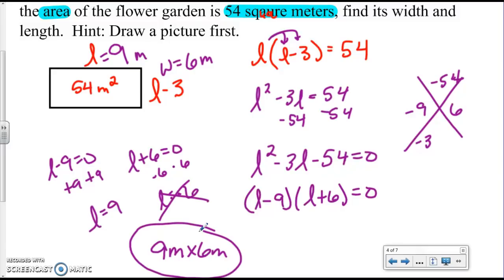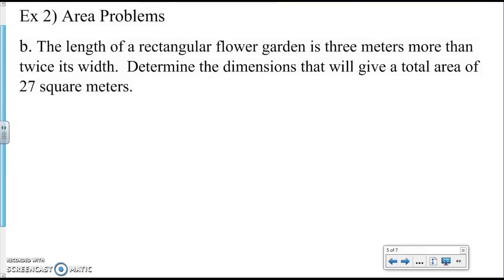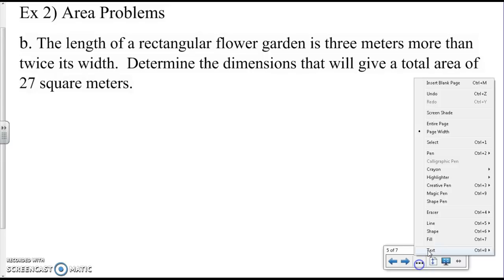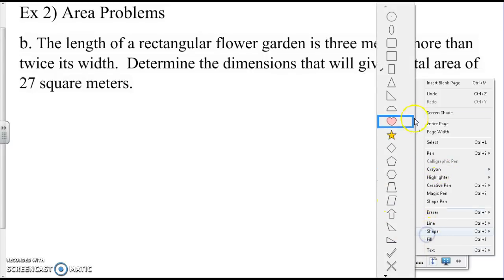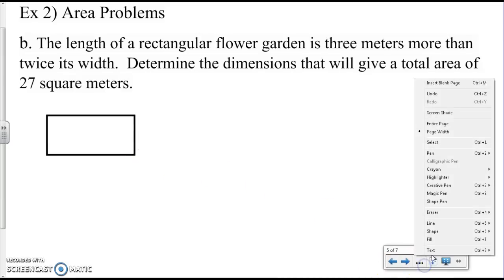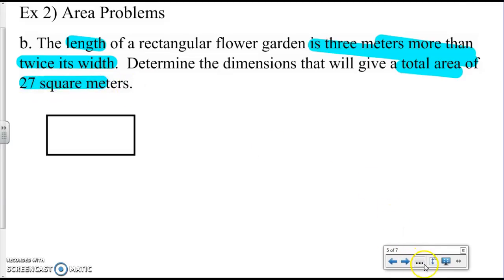Hardest part here is setting this up, so let's do one more. Okay, again, the length of a rectangular flower garden is 3 meters more than twice the width. So let's look at our rectangle shape. Important information here that we're going to use. Length is 3 more than twice the width. Total area of 27 square meters. We need the dimensions there.